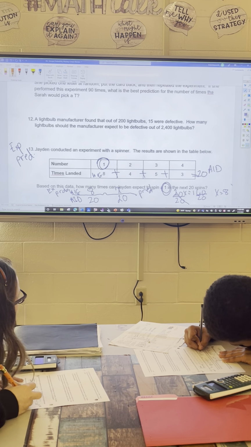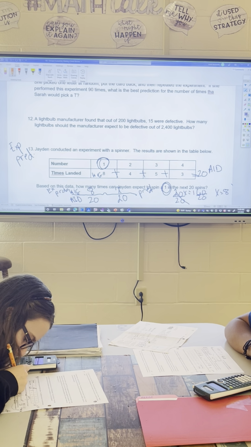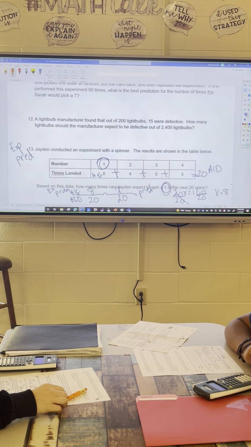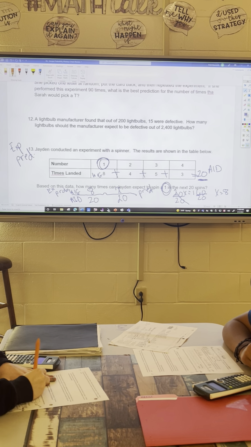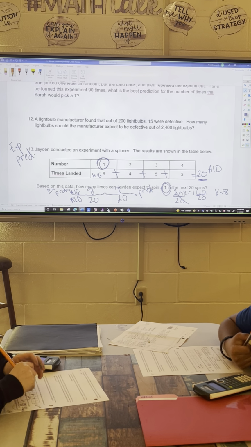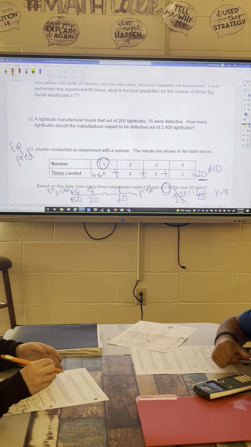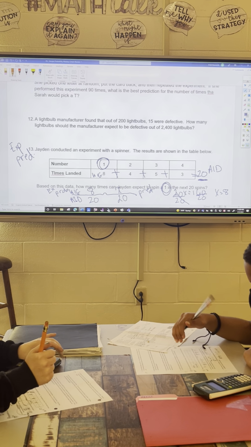Now, it just so happens that this worked out to be the same. Most of the problems you have like this, when you add these right here, that number is not going to end up being the same as the number of trials. The steps are the same. 160 divided by 20. Any questions about that one?